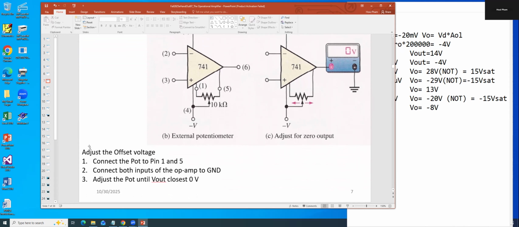Here, more explanation. Adjust offset voltage. Connect the port to pin 1 and 5. Connect both input op-amp to the ground. Adjust the port until Vout is close to 0. Okay? That is the process to adjust the offset voltage.